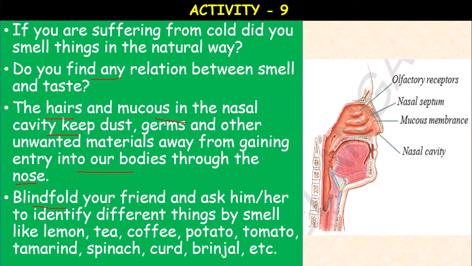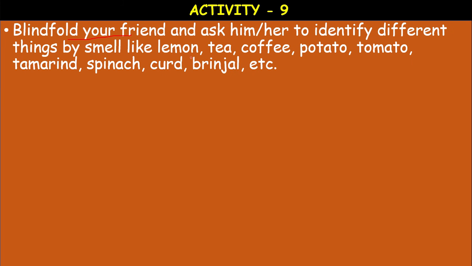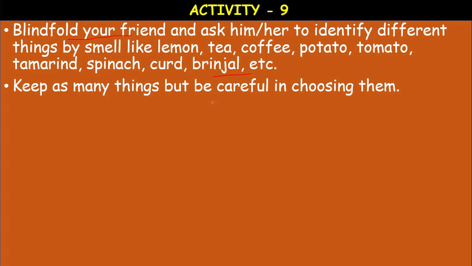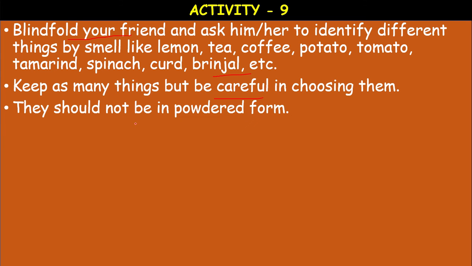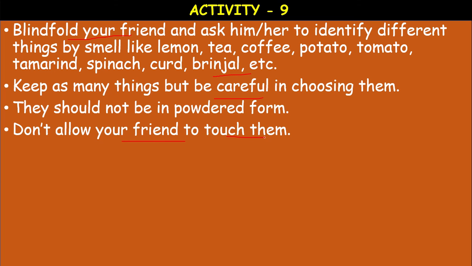Let us conduct a small activity. Blindfold your friend and ask him or her to identify different things by smell, like lemon, tea, coffee, potato, tomato, tamarind, spinach, curd, brinjal, etc. Keep as many things as you can, but be careful in choosing them. Don't keep any powdery substances, because the powder may enter into the respiratory system. Don't allow your friend to touch them.